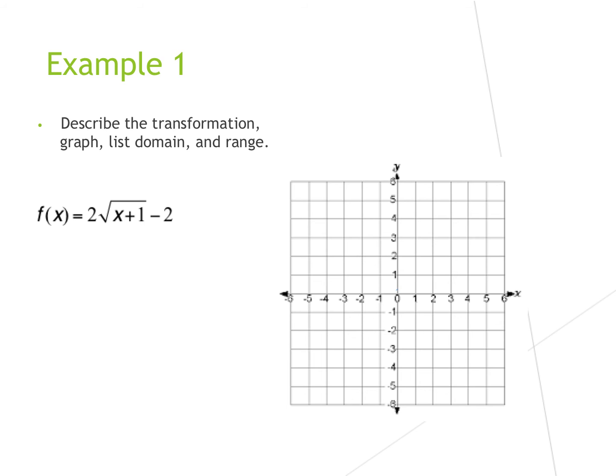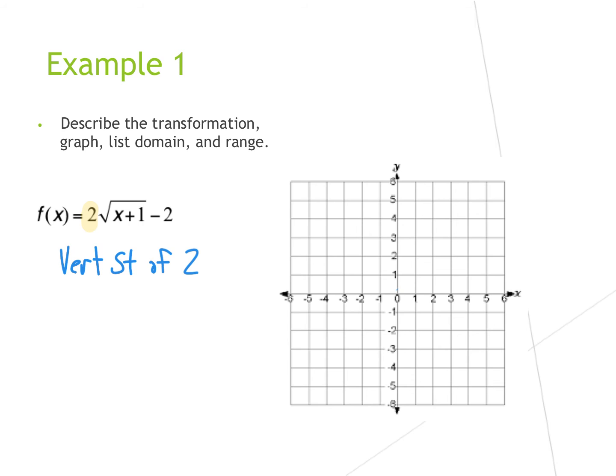All right, so looking at this, describing the transformation, we got a few things. This 2 right here, that is a vertical stretch. We're multiplying, so it's a stretch or a compression, and the number is greater than 1, so this is a vertical stretch of 2. And feel free to abbreviate as much as you see fit.